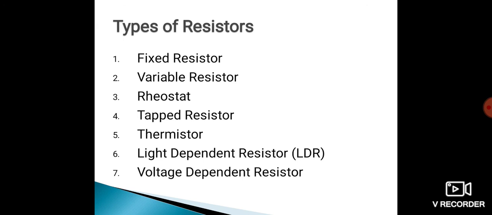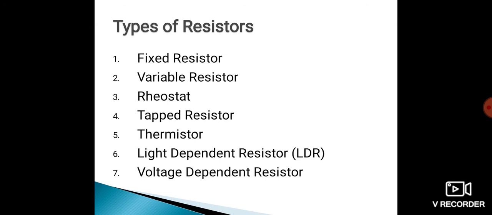Tapped resistance means a long wire having different tappings at different points. So if we have to change the value of resistance, we have to select the tappings accordingly. Thermistor means it is again an example of temperature dependent resistor.